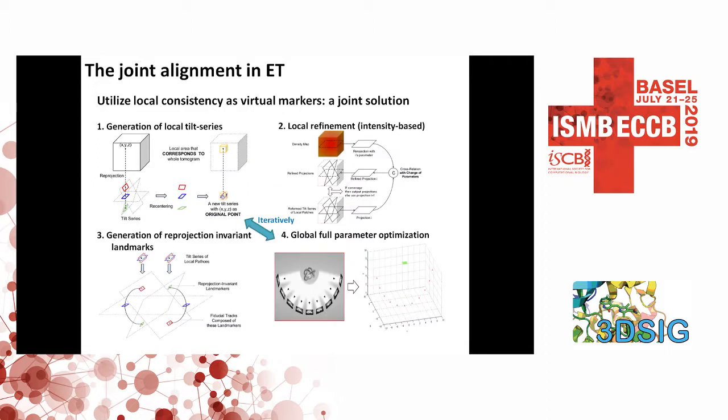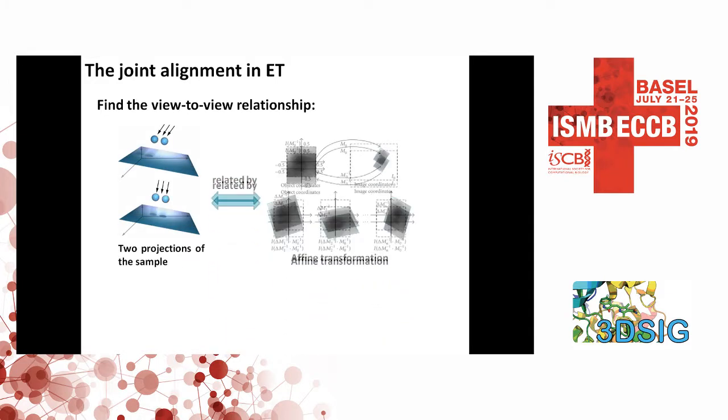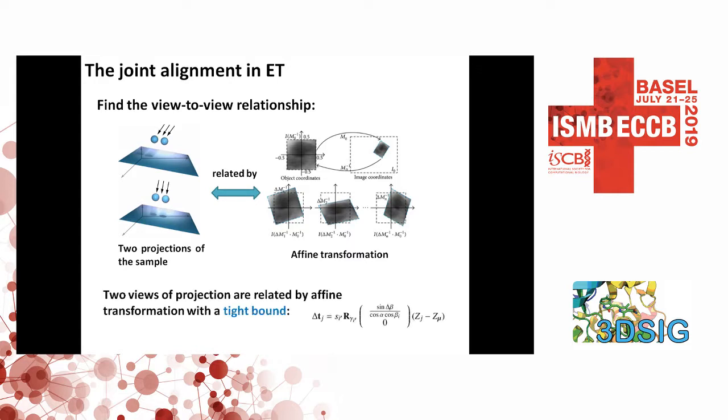Here is our total four steps. For our algorithm, first, we try to find the local patches. We start from the view-to-view relationship between two projections. According to our most recent work, we found that two views of projections are related by affine transforms, which are within a tight bound.